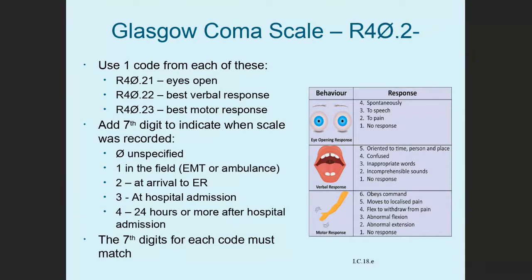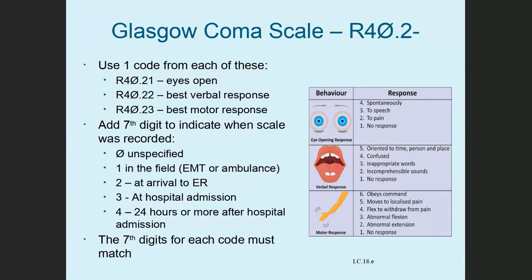For eyes: open spontaneously, respond to speech, respond to pain, no response at all. For verbal response: talking, are they oriented, are they confused, is it incomprehensible, or nothing. And for motor response: moving, obeys commands like wiggle your fingers, moves to localized pain, flexes to withdraw from pain, abnormal flexion, abnormal extension, or no response.